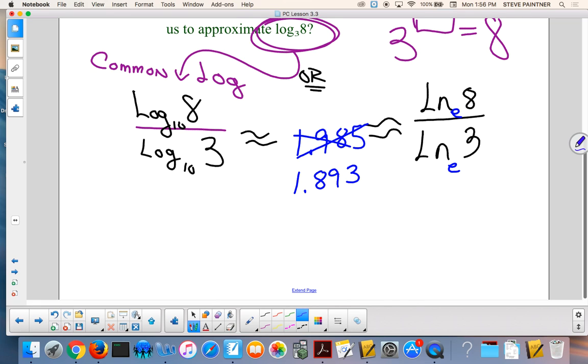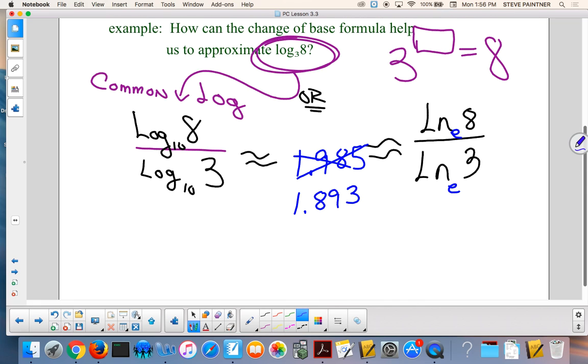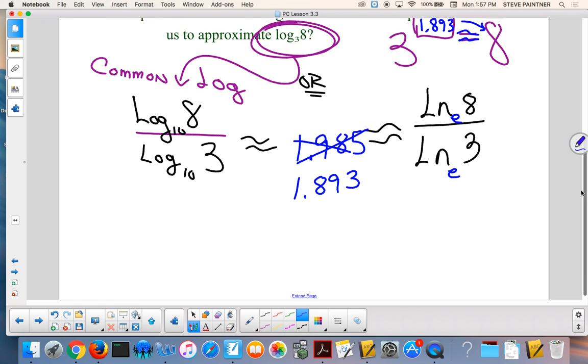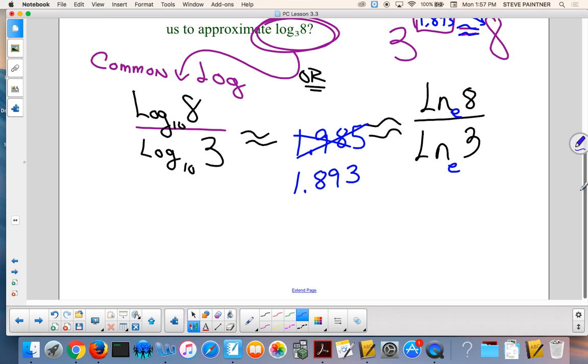Here's the deal. If you don't think you're right, what would you do? Why don't you just check it out? What is 3 raised to the 1.893? Is it 8? Or is it close to 8? Because that's what it's supposed to be. I think it is, right? Right, guys? Yeah, okay. And there you go. That's called change the base. Change the base to the same base and it will work.